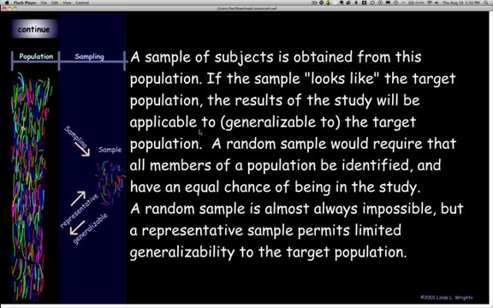To the extent that that sample is representative of the population that we want to speak to, then we say that is a representative sample, and we have what we call external validity. So we're able to generalize our findings back to the population of interest. So the degree to which the sample is representative of the whole population is the degree to which the findings are generalizable back to the whole population.